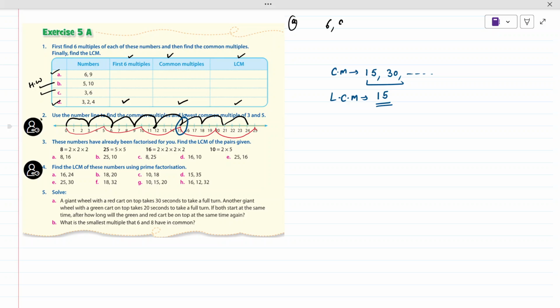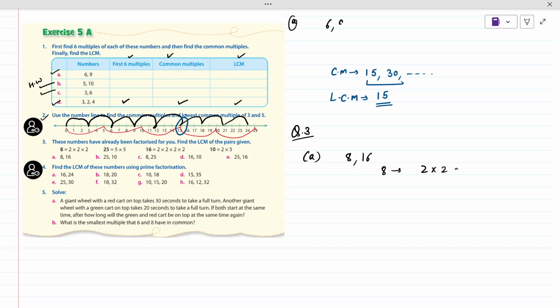Now let's move to the third question. These numbers have already been factorized for you. Find the LCM of the given pairs. The factors of 8, 25, 16 and 10 are given to us. All these numbers' factors are given. Now we have to find the LCM. Let me do the A part first: 8 and 16. What are the factors of 8 given to us?